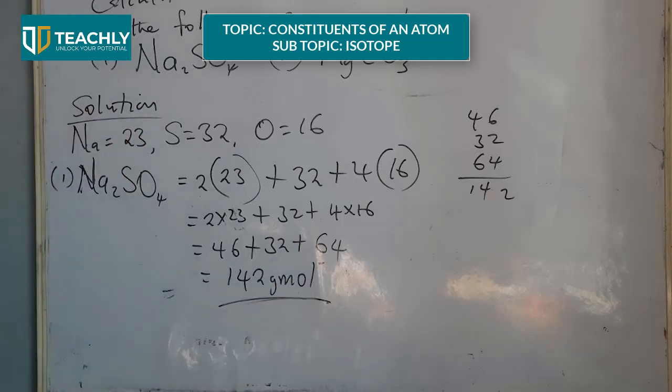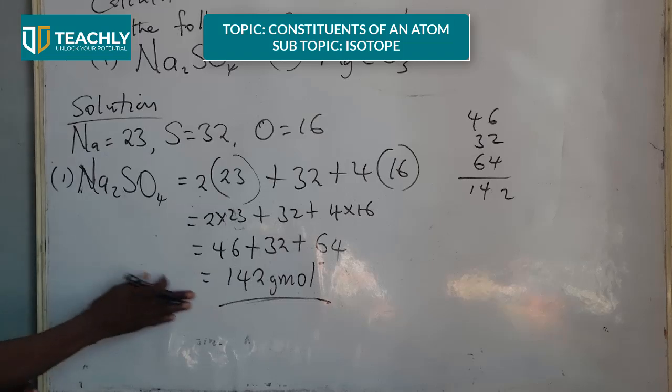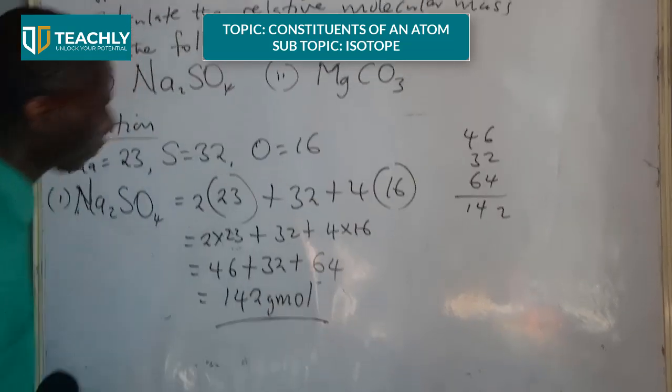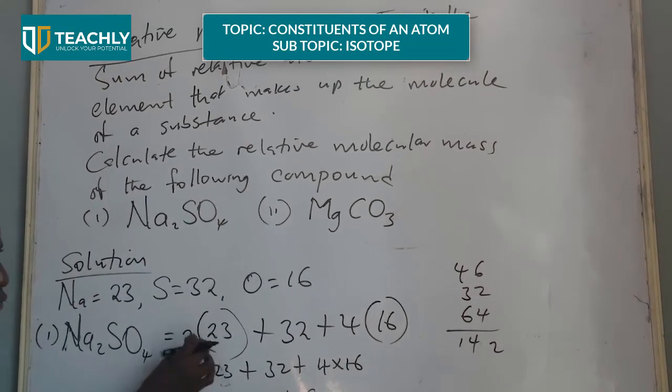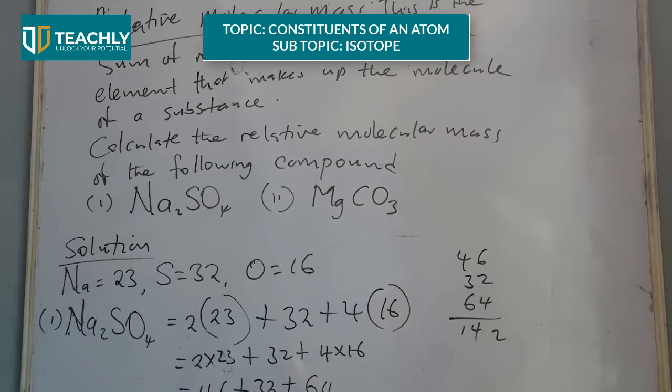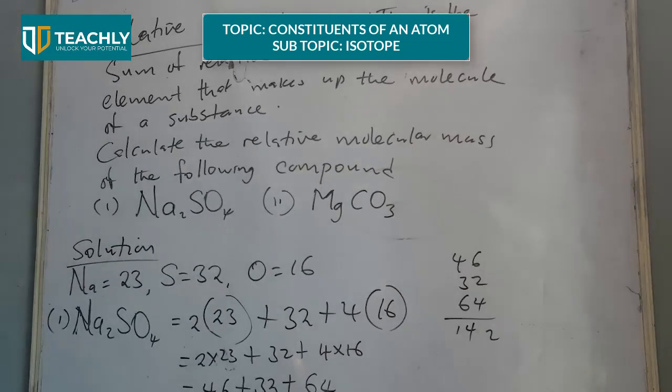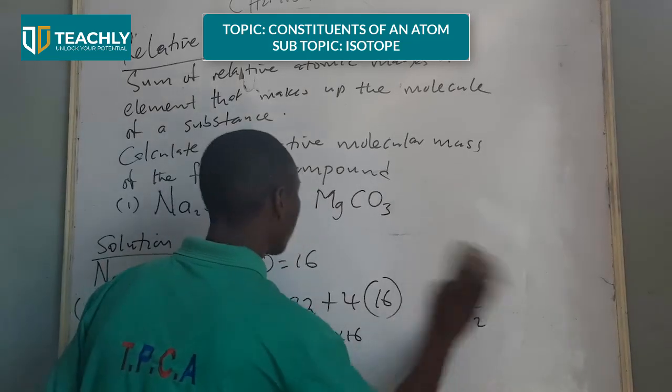That's the unit of relative molecular mass. So consider what we are saying here: that is the sum of relative atomic masses. So I'm adding the atomic masses of each atom, giving us relative molecular mass. Okay, let's look at the second one.